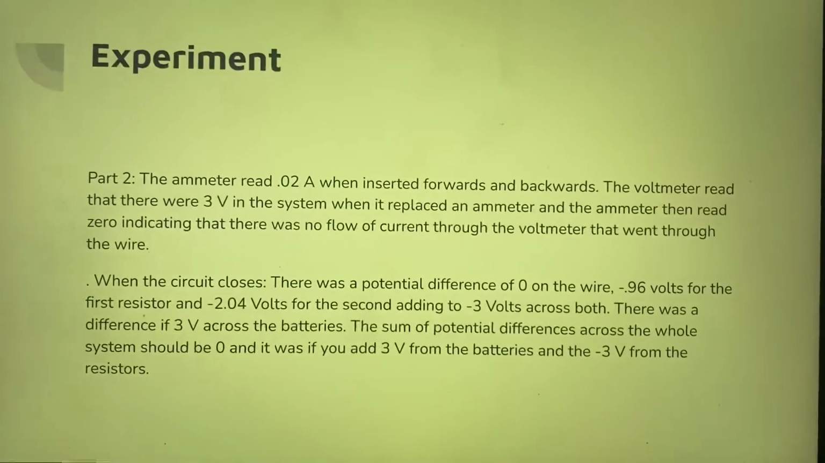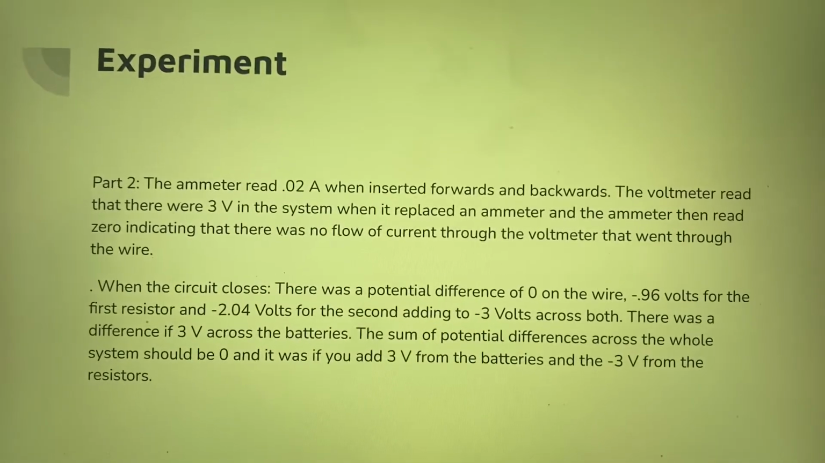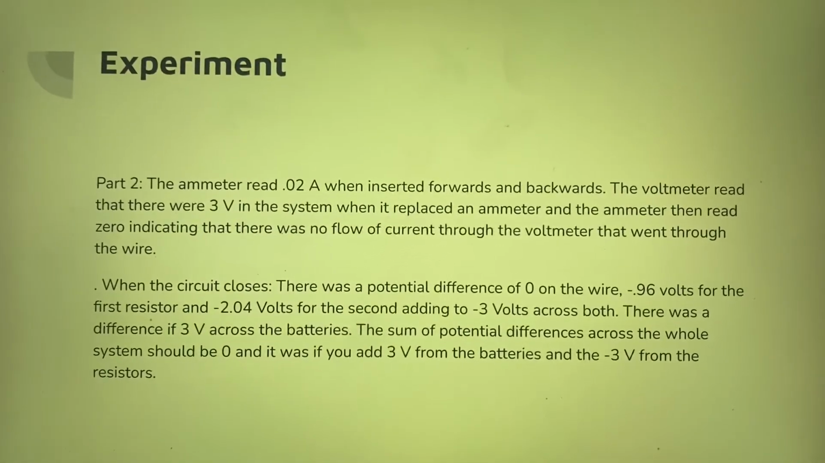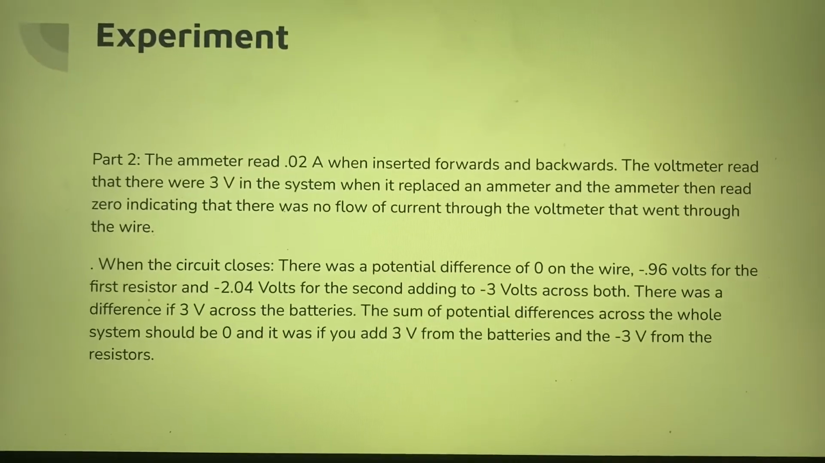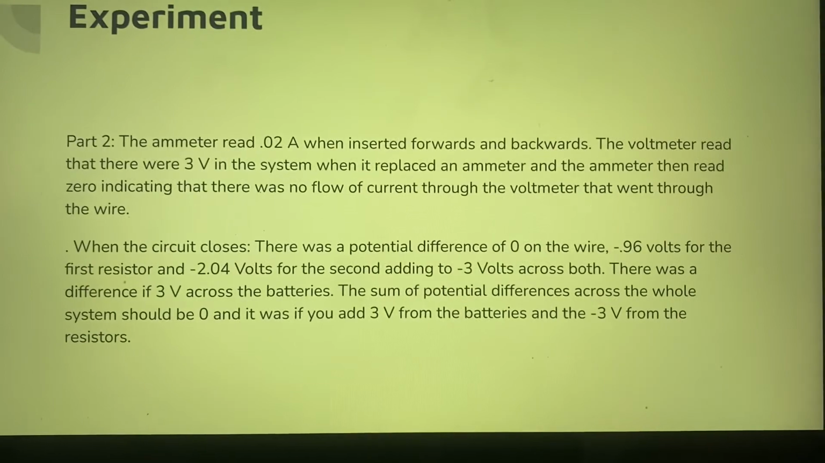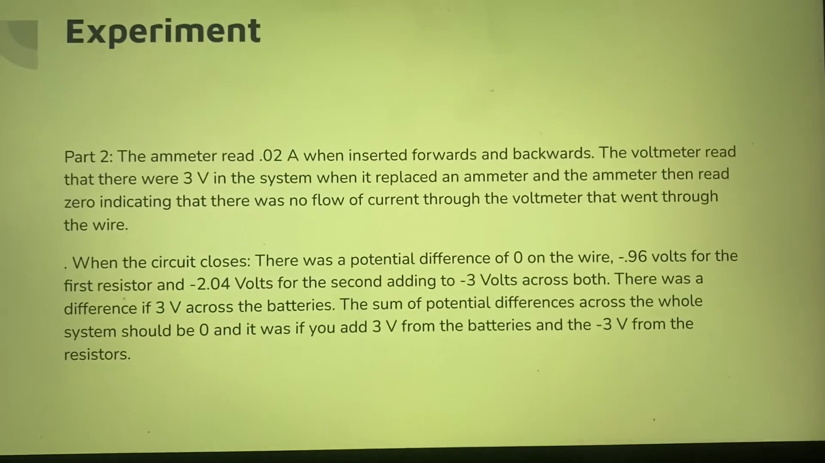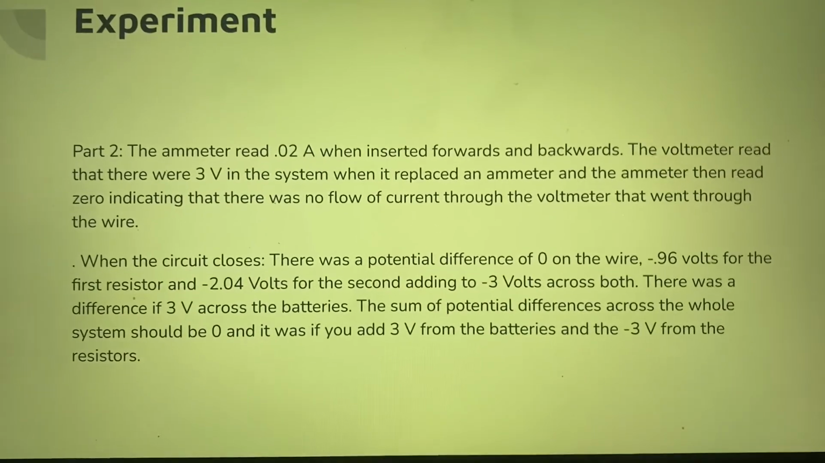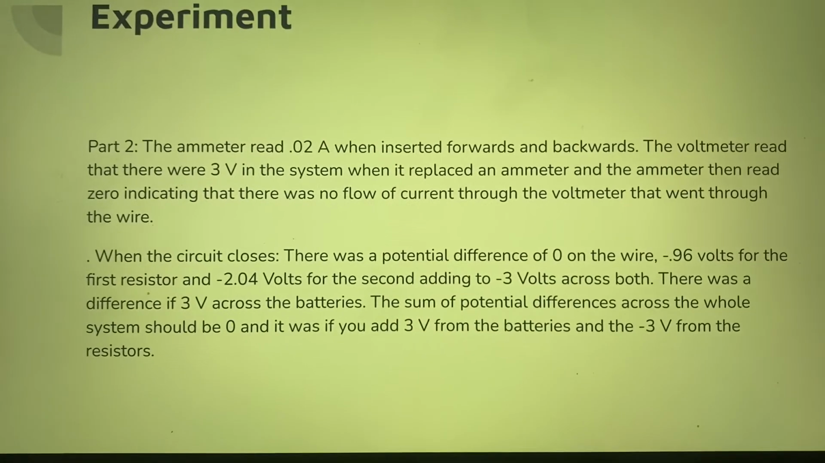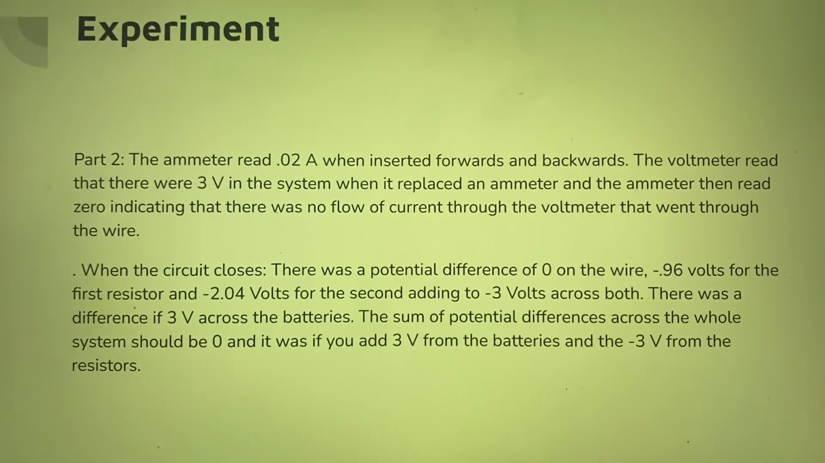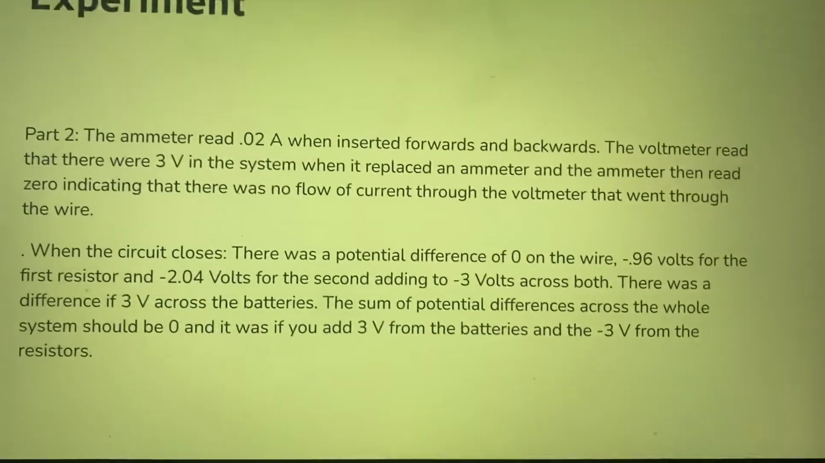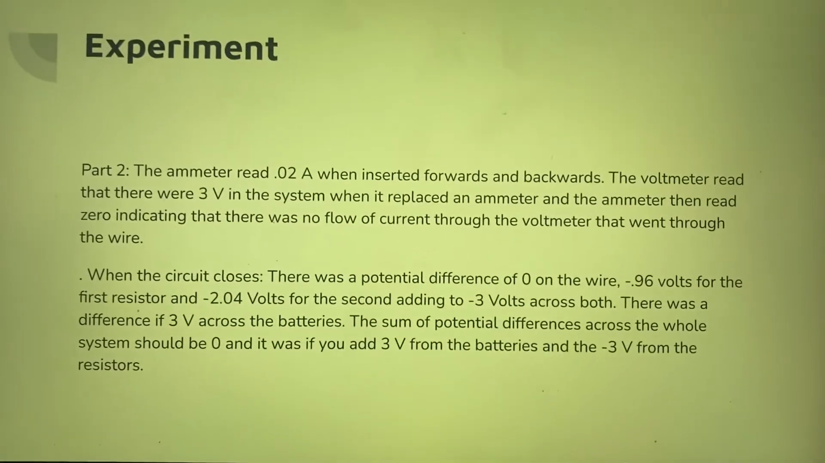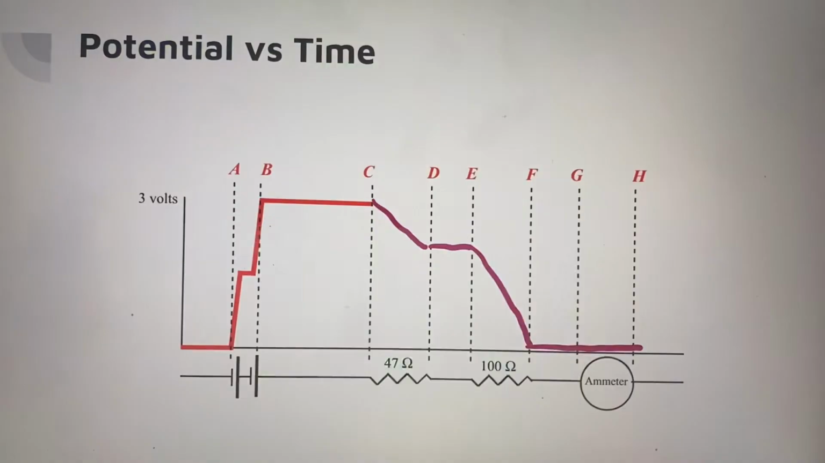When the circuit closes, there was a potential difference of 0 on the wire, negative 0.96 volts for the first resistor, and negative 2.04 volts for the second, adding to negative 3 volts across both. There was a difference of 3 volts from the batteries, so the sum of the potential differences across the whole system was expected to be 0, and it actually was 0, because if you add the 3 volts from the batteries and the negative 3 volts from the resistors, you get 0.